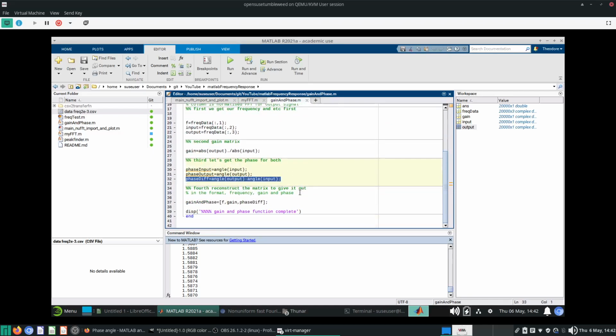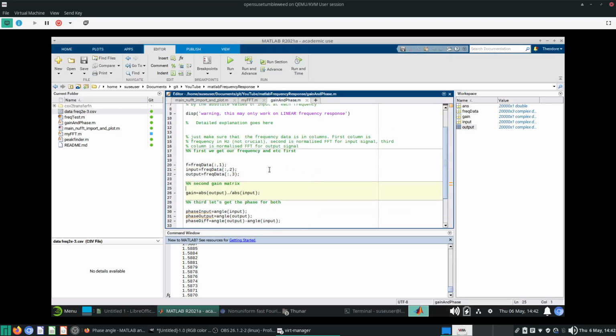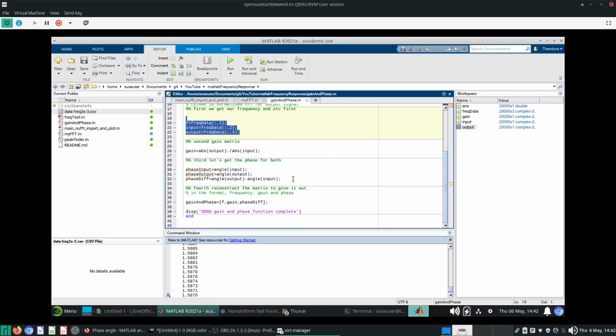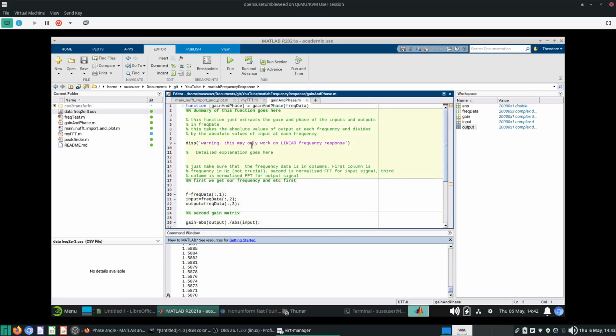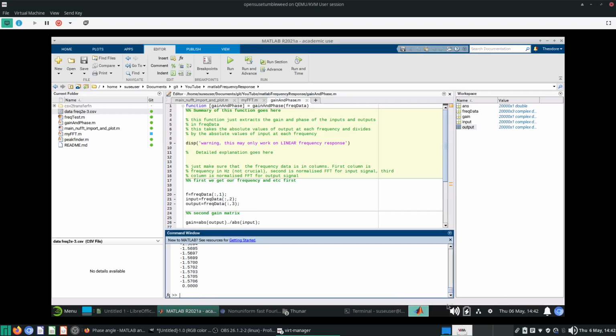This script is very simple. It will take all this data, find the gain and the phase, and plot the absolute gain, the magnitude of the gain, and the phase difference in radians, and you'll pass it out as some sort of an array. So let's just try that. Gain and phase equals gain and phase frequency data. That's how I'll type it out.